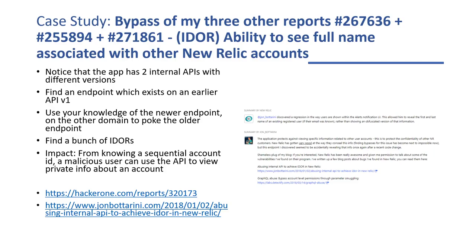When he was doing it, he noticed that the app has two internal APIs and they have different versions. So he found an endpoint which exists on an earlier API, which is version 1, and although maybe a later API has actually fixed the issue, by knowing more about how the newer endpoints work, you can actually poke the older endpoint. So you can kind of imagine here that you have an API and you have, say, users, and there's an IDOR there.